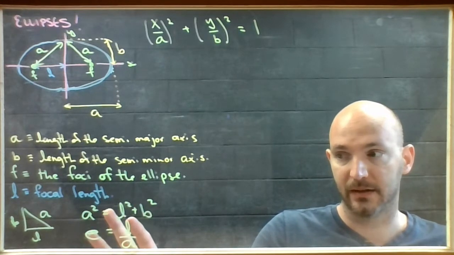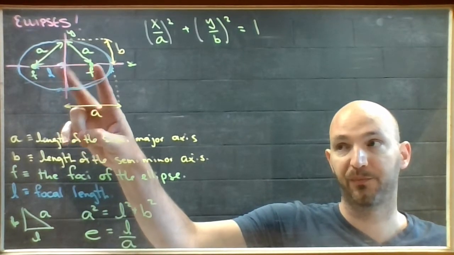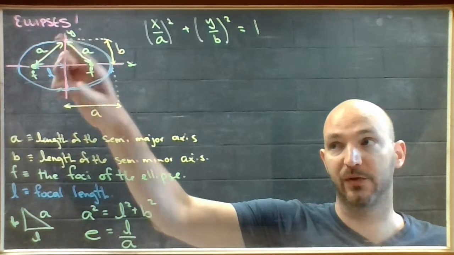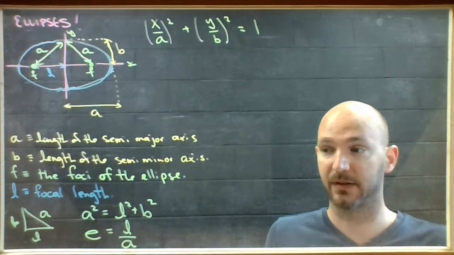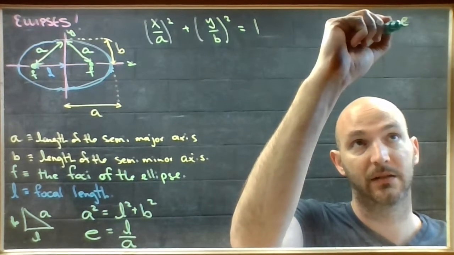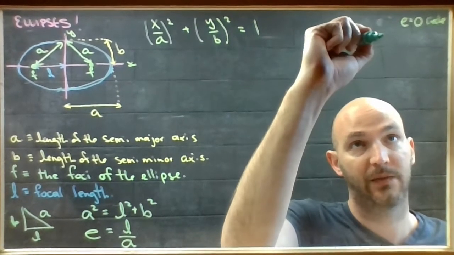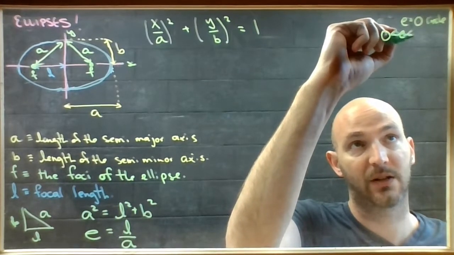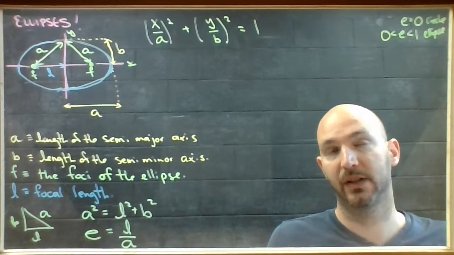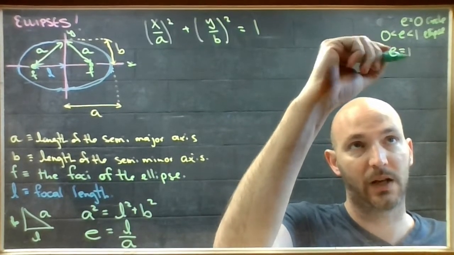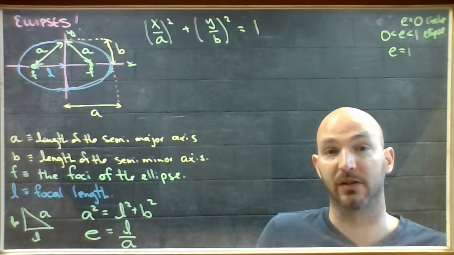The other extreme end is if this focal length was 0. So imagine you brought these two foci to the center. If those two foci landed on each other, what you would have generated was a circle. So if you get an eccentricity E equal to 0, what you have there is a circle. If you have an eccentricity between 0 and 1, you have an ellipse. If you do this calculation and it ends up being exactly 1, you've moved into the next category of conic sections, which is the parabola.